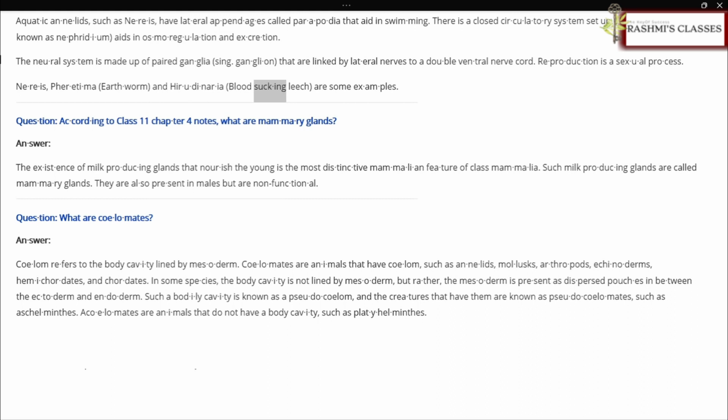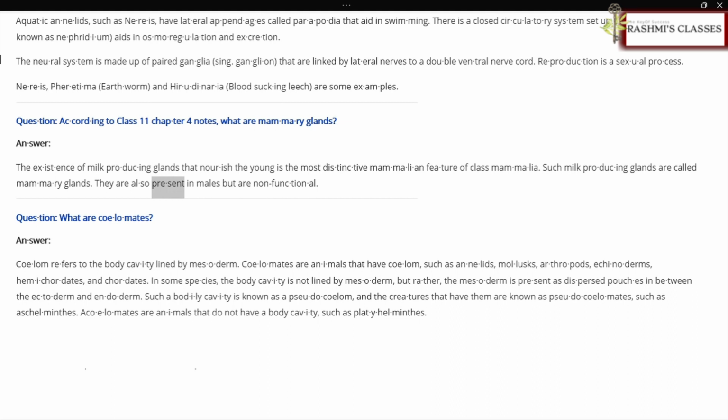Question: According to Class 11 Chapter 4 Notes, what are mammary glands? Answer: The existence of milk-producing glands that nourish the young is the most distinctive mammalian feature of class Mammalia. Such milk-producing glands are called mammary glands. They are also present in males but are non-functional.